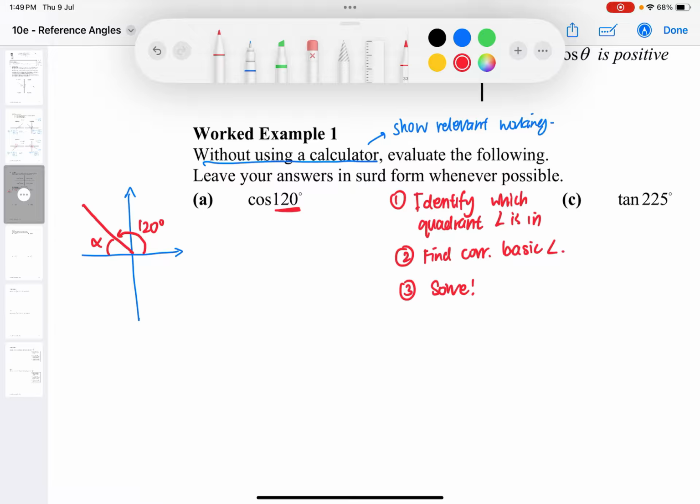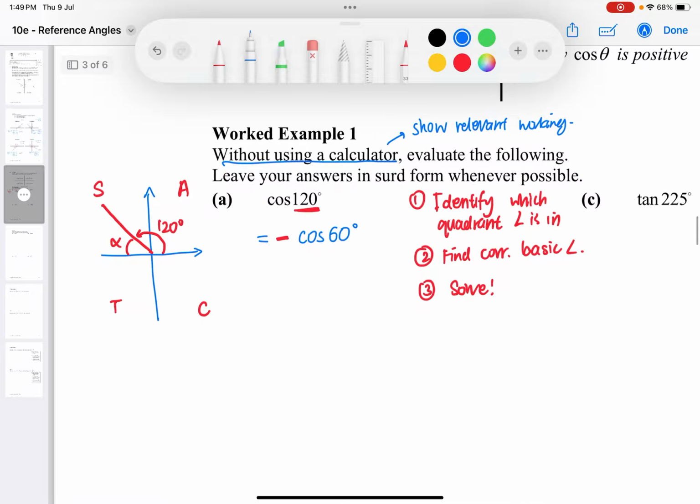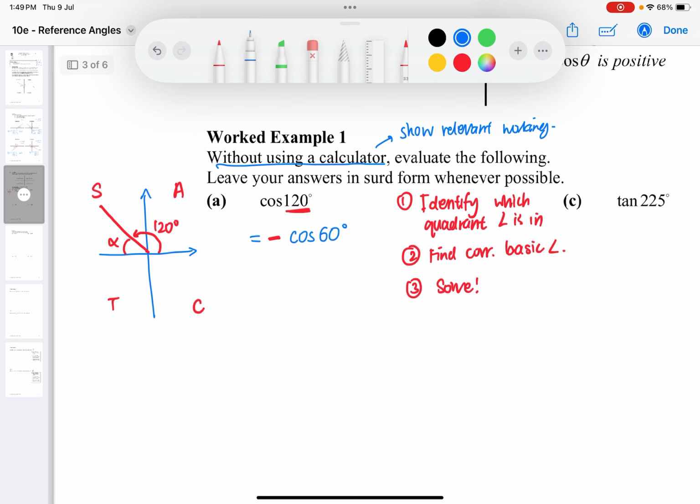And you know that in the 4 quadrants, A, S, T, C, in the second quadrant, cosine is actually negative, which means that cosine 120 is equal to the negative of cosine 60. Right, and where do I get the 60 from? Our alpha here is actually 180 minus 120, the basic angle.